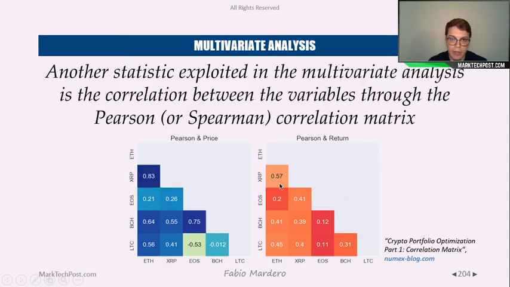Another technique that can be used in multivariate analysis are the correlation matrices. For example, you can use the Pearson correlation coefficient or the Spearman correlation coefficient, which we have not treated in this course. And for example, here you can see the correlation matrix.